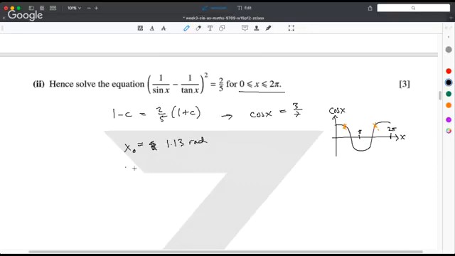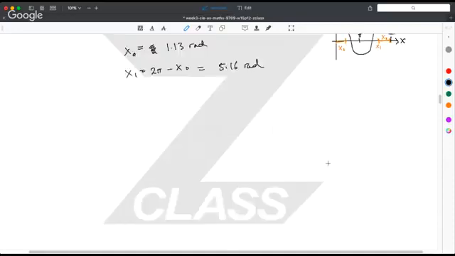But then I have to remember that x1 is equal to 2 pi minus x naught. Because if you look graphically, this length is x naught, the distance from 0 to the point x naught. And that's the same distance as between x1 and 2 pi. So if this is the point x1 and this length is x naught, x1 must be 2 pi minus x naught, which is, I think, 5.16 radians. And then you require both of those answers to get the full marks.